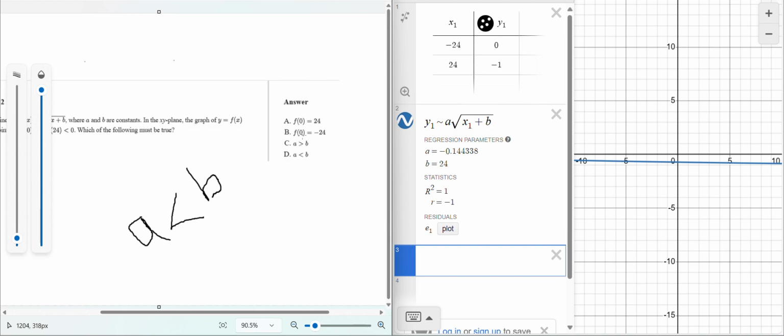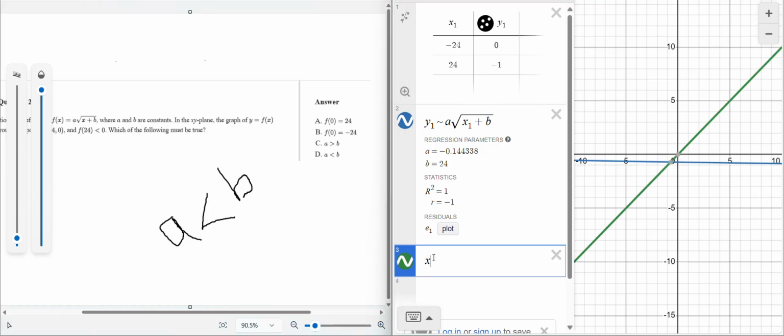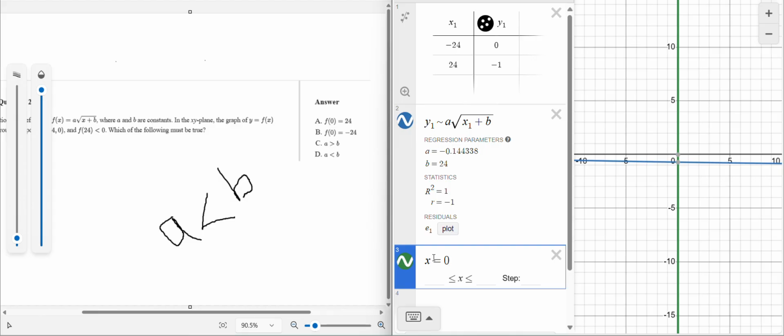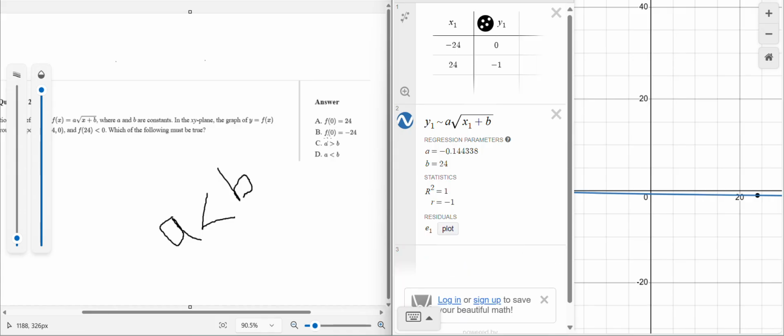When x equals 0, y must be -24? No, because as you can see here, when I put x equals 0, y equals -0.70. It is not -24 or 24. So A and B will be crossed out, and C is also crossed out, so the remaining answer is D.